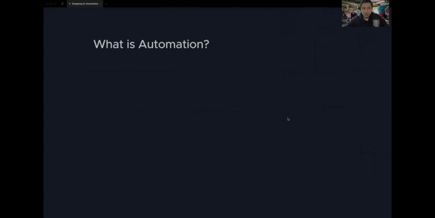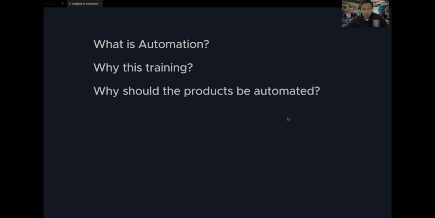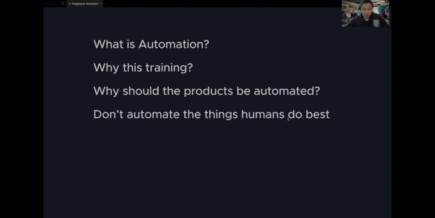The first one is we'll learn what is automation. I hope all of us know about this, but I think we will get more information with different examples of products. I will also explain why this session, and we will know the reason why products should be automated, and we will also learn areas which not to automate.